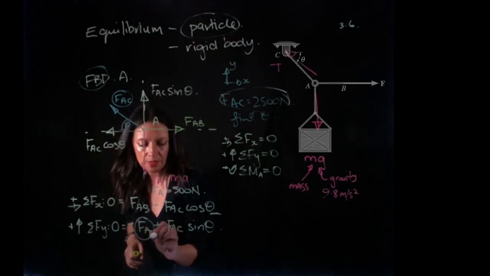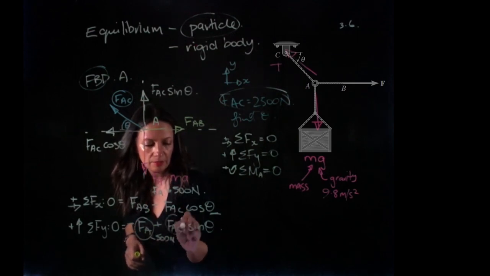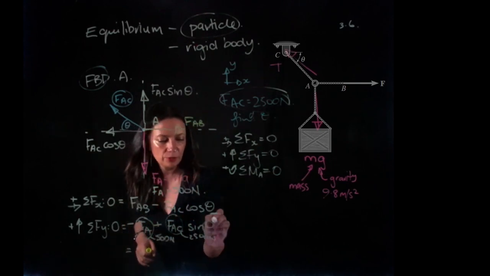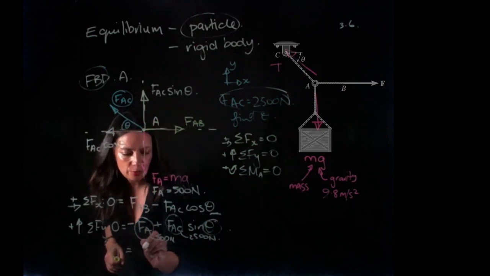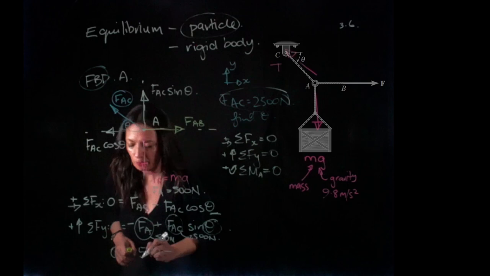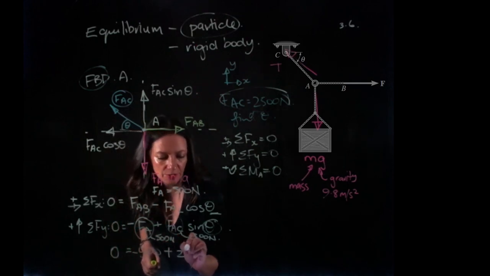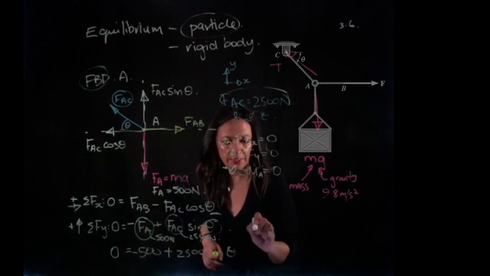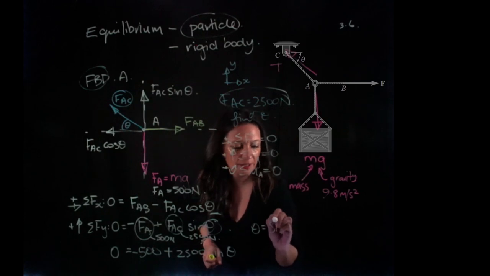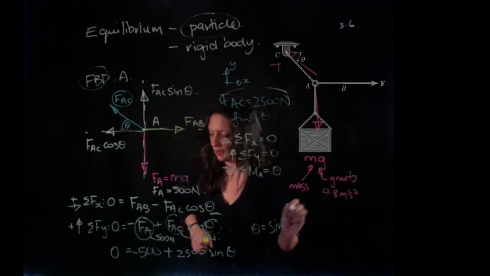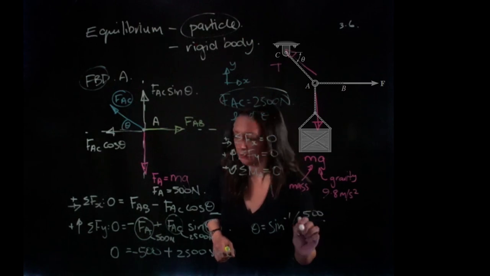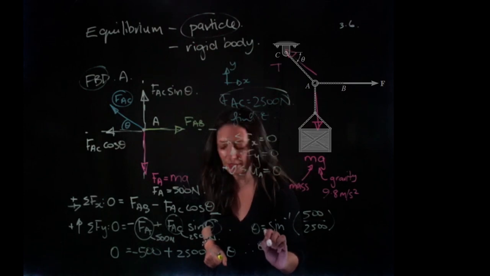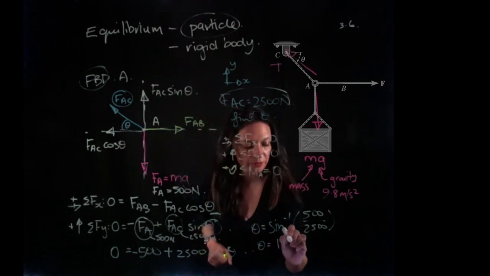We know what that is, that's 500 newtons. We know that is 2,500 newtons. So we can solve for theta. So 0 equals minus 500 plus 2,500 sine theta. And then theta is going to equal sine to the minus 1 of 500 divided by 2,500. So therefore, theta is going to equal 11.5 degrees.